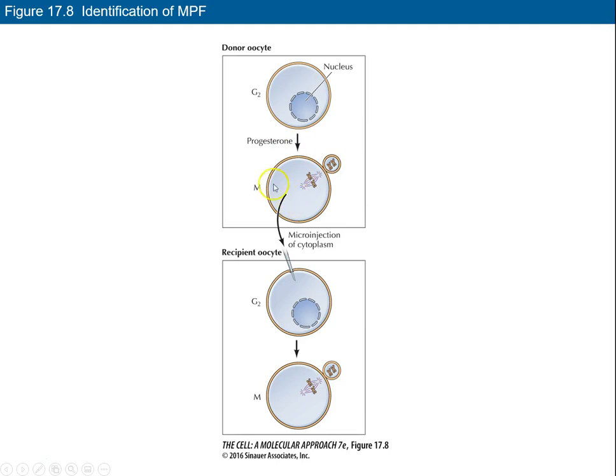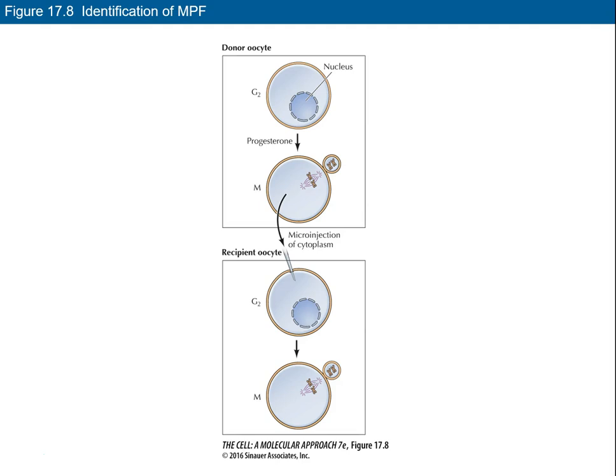If you take cytoplasm from those induced cells and micro-inject it, right? You're using very careful micro-injections with a glass pipette to inject into a cell that's just in G2, no progesterone around, you can see that it causes them to enter M phase. So think for a second what that tells you, right? What does this experiment tell us?